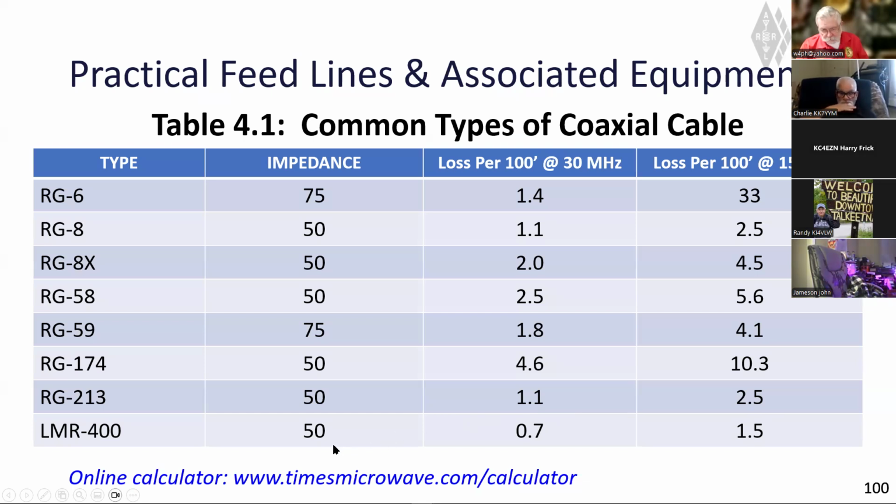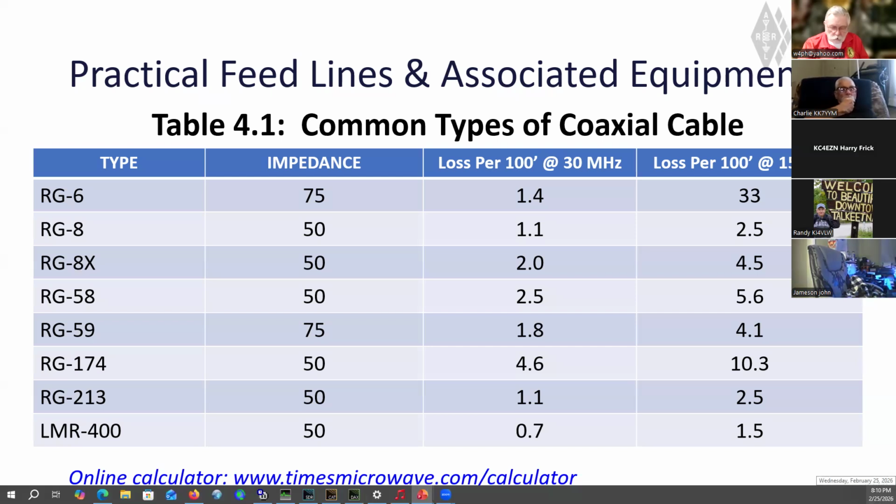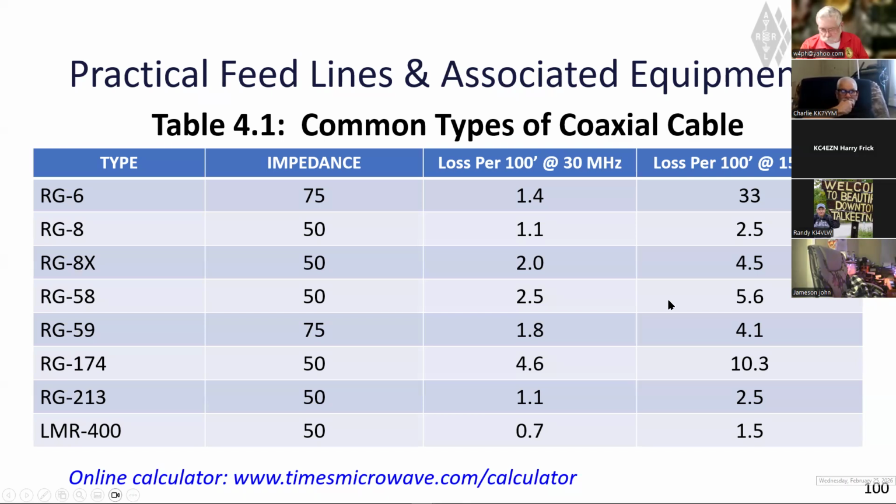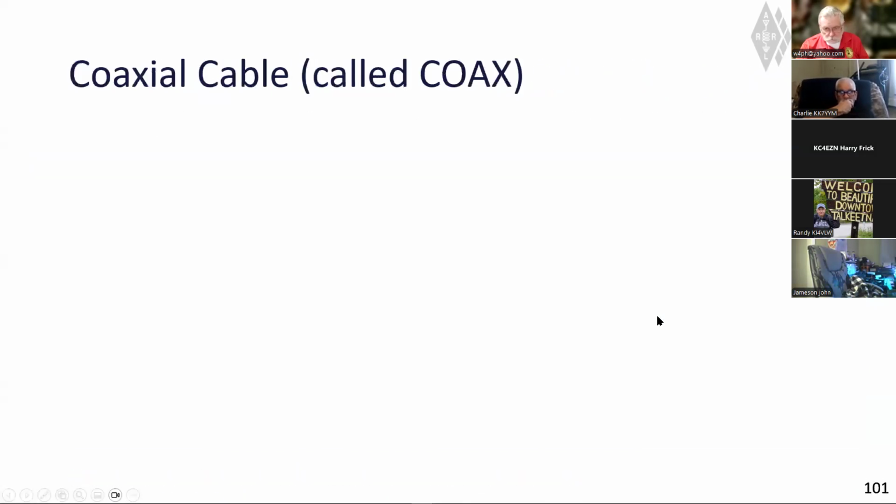LMR 400, again 50 ohms. It's very good at 0.7 and 1.5. However, we have learned that LMR 400 has some problems if you try to use it with a repeater, but in a home radio system where you're not transmitting and receiving at the same time, it doesn't give you the problems. It's pretty good coax.